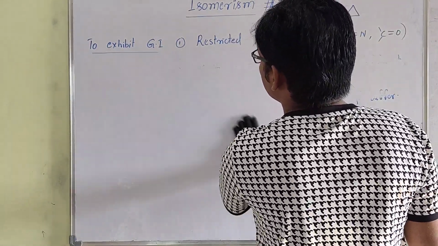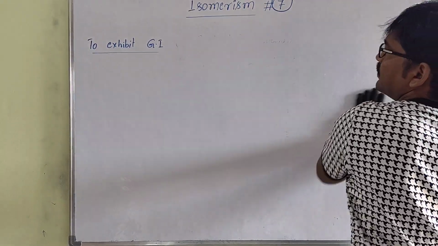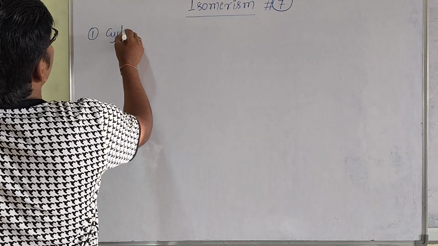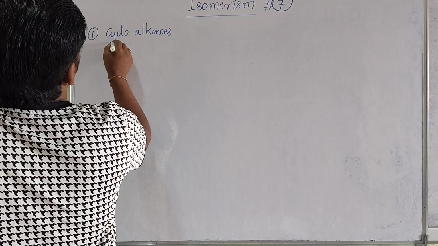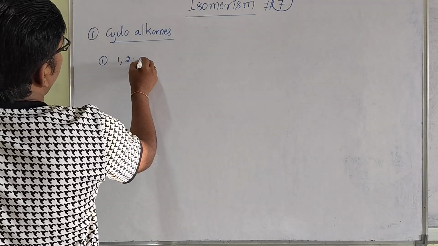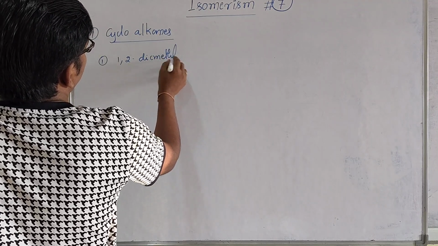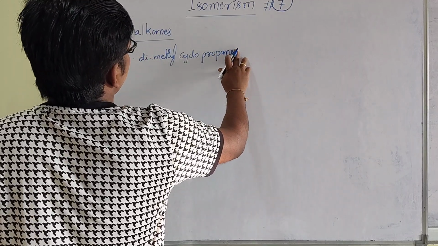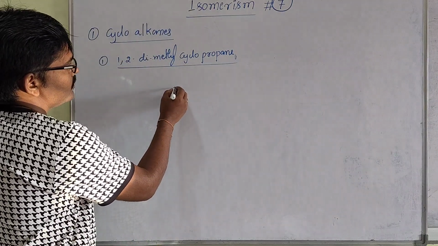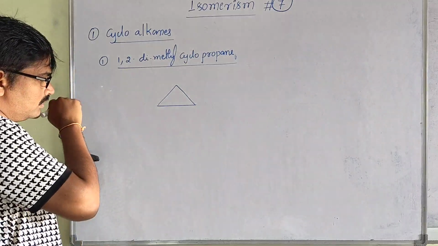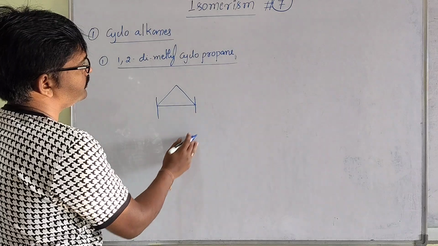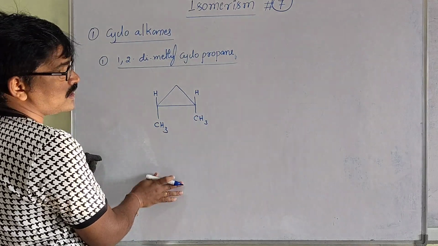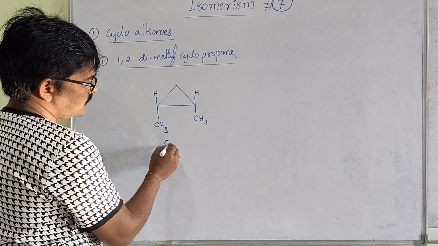First we are taking the cycloalkanes, and the first one is 1,2-dimethylcyclopropane. Look at this compound, cyclopropane. Here we have H, CH3, CH3. Both identical groups are present on one side, so this is the cis form.